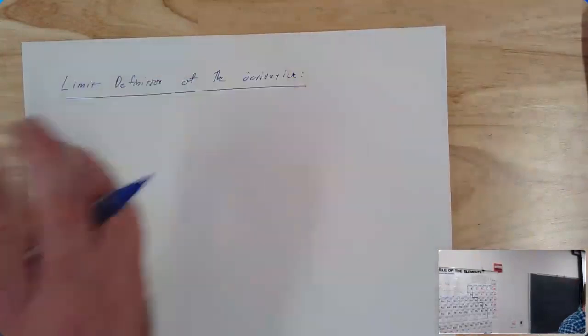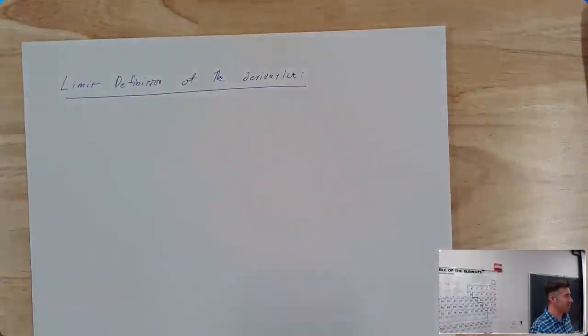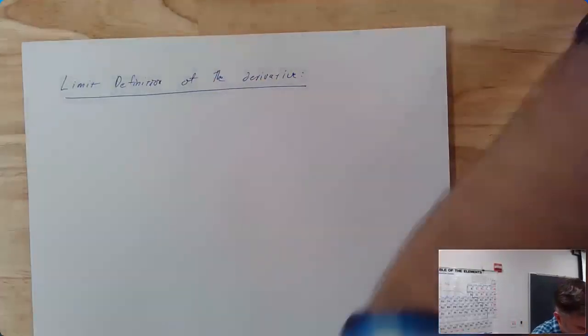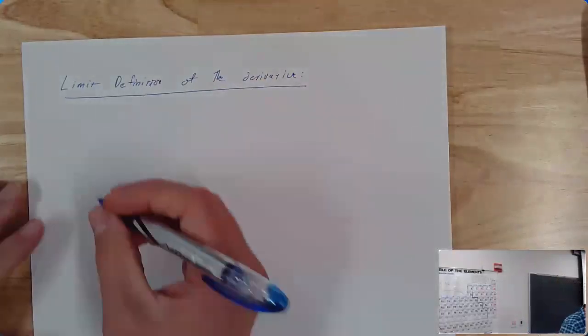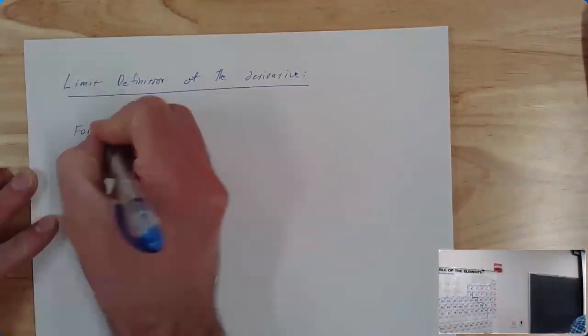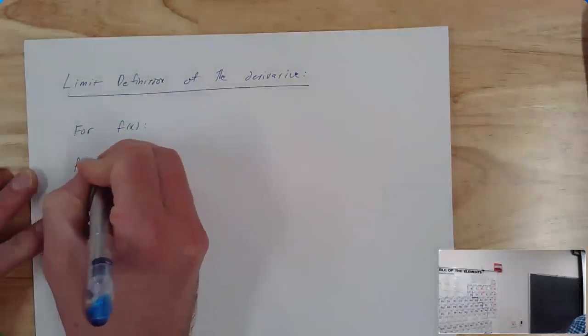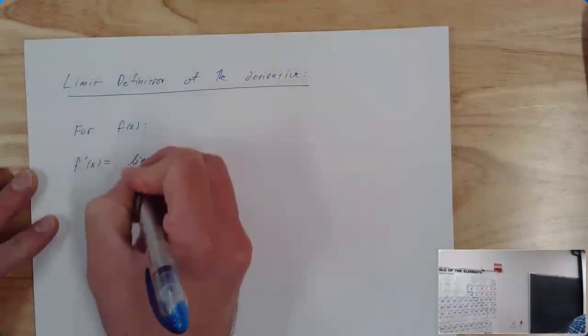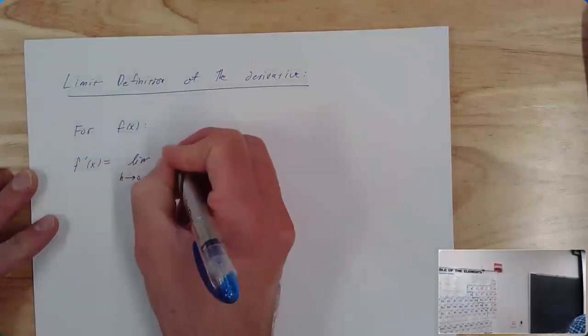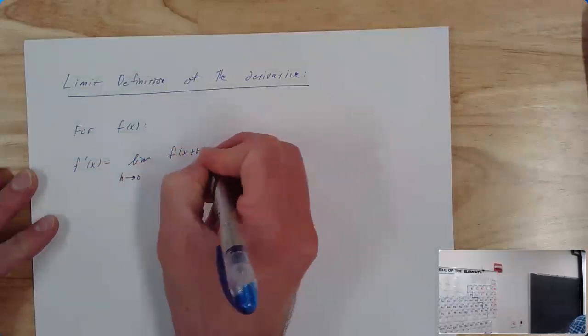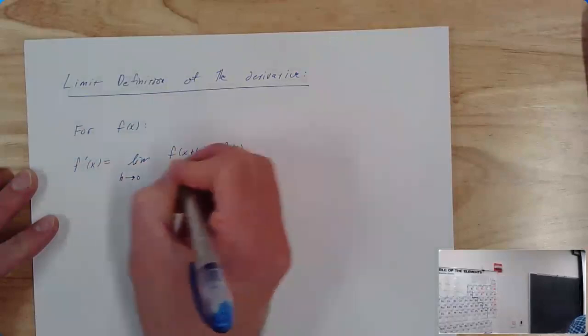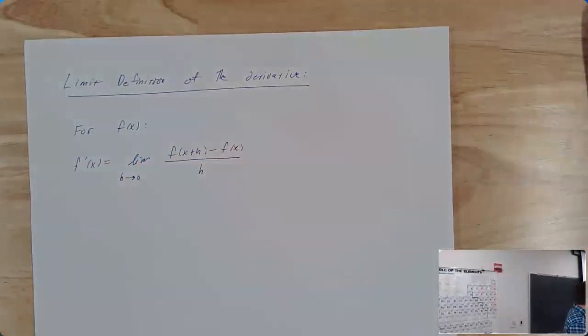You're going to see this, and you're going to want to have seen it a few times because it definitely comes up again and again. There are a couple different ways of writing this. My preference is to write it as, for some function f of x, the derivative is equal to the limit as h approaches 0 of f of x plus h minus f of x, all over h. That's one way of writing it, but there are alternate ways.